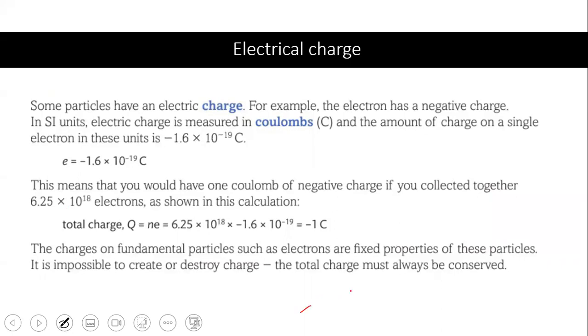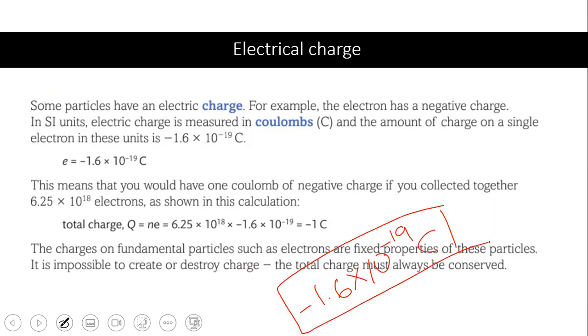One thing that you have to know at this level: what is the charge on a single electron? The charge on a single electron is minus 1.6 into 10 raised to power negative 19 coulomb. This value will be given to you in the exams, in the data sheet, so it's not necessary to memorize it. But the value is used so often that if you learn it, it will make your calculations faster.